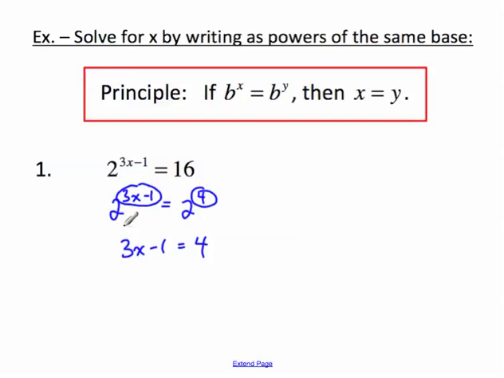We've essentially let the bases drop off here. We're just looking at the exponents. Now we solve like any other algebraic equation. So 3x is equal to 5, and x is equal to 5/3. So we solved it by letting the bases be, by writing both sides as powers of the same base.